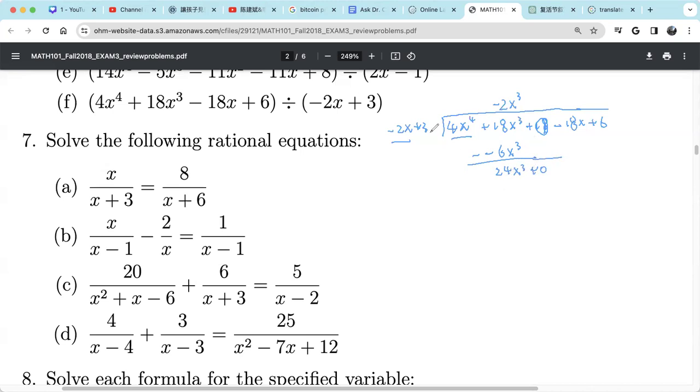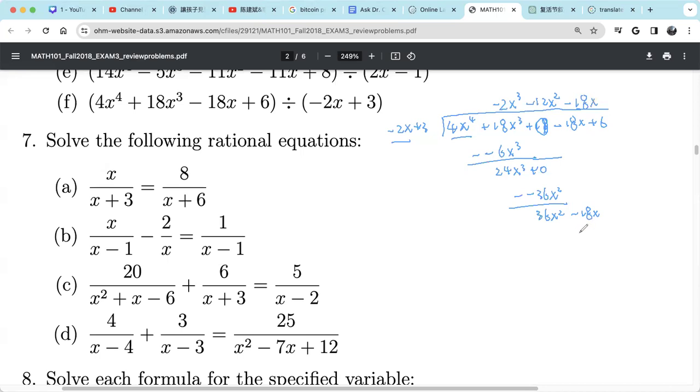Then 24x cubed divided by -2x is -12x squared. So 3 times -12 gets -36x squared. Minus negative becomes plus. Move the next one down, -18x. Now divided by negative, so 36x squared divided by -2x gets -18x.